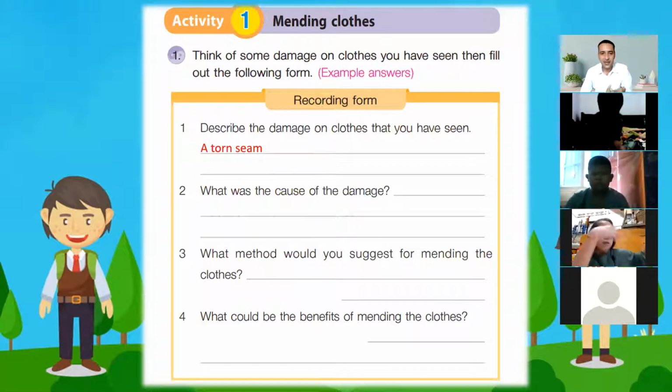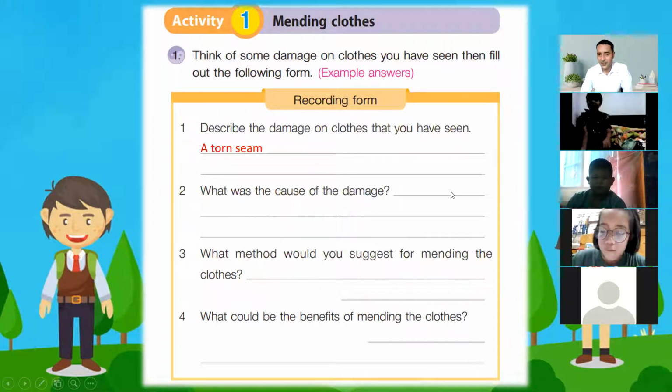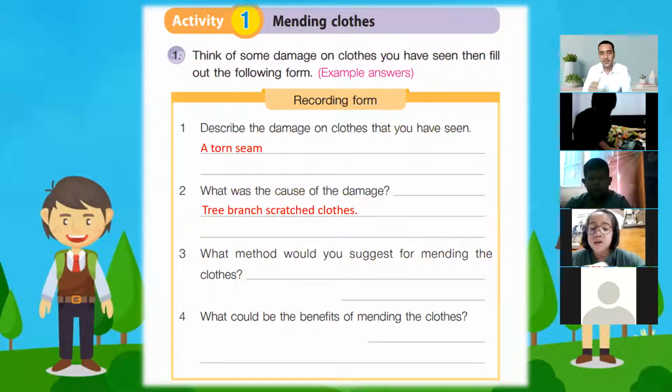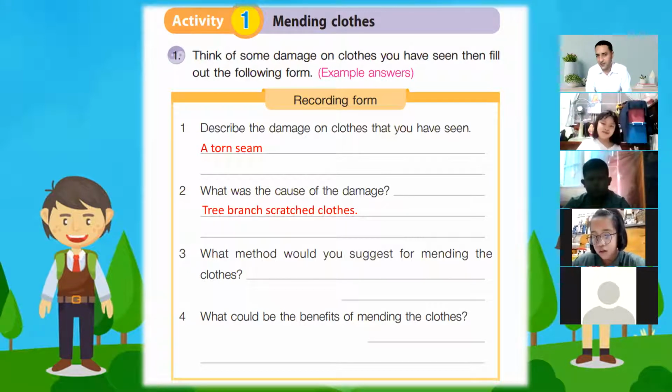What is the main cause that it happened to our clothes? So what was the cause of the damage? The cause of the damage is a tree branch scratching the cloth. Maybe you have seen that sometimes when we walk around in the field or near trees, our clothes can get stuck or scratched by the tree branch, so it can also damage our clothes.